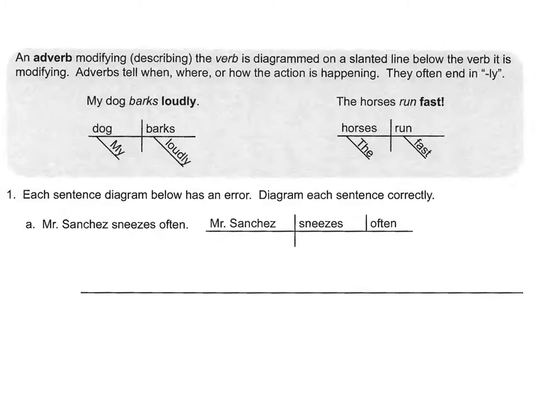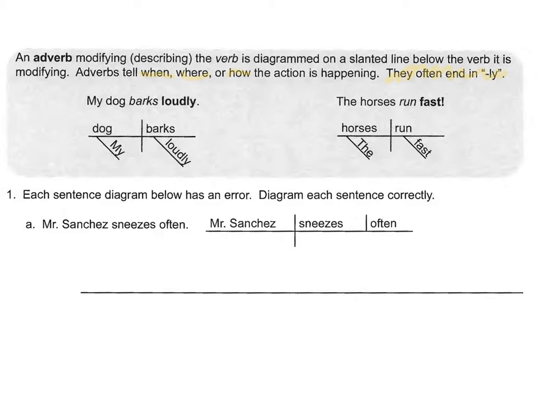Adverbs modify verbs, they describe verbs, and they're diagrammed on a slanted line below the verb they're modifying. Adverbs tell when, they tell where, and they tell how an action is happening. Obviously, you remember that they often end in ly. Another tip that I'll give you is that an adverb modifying a verb only modifies action verbs. They do not modify linking verbs.